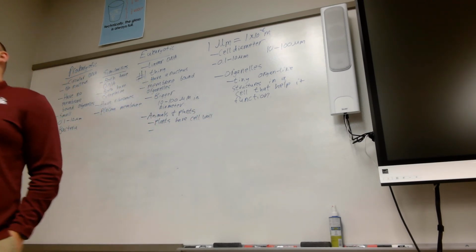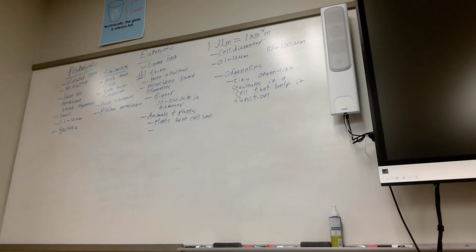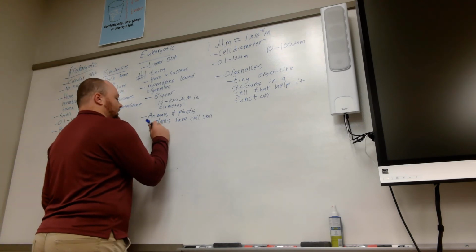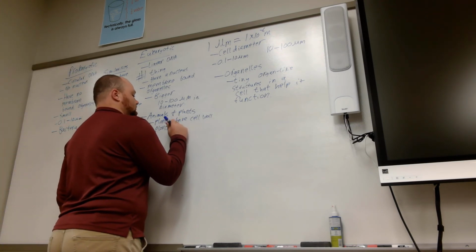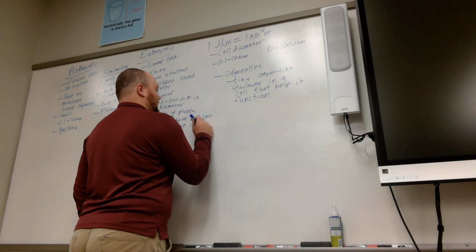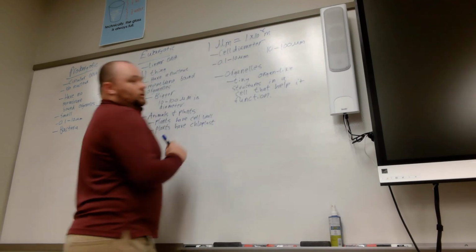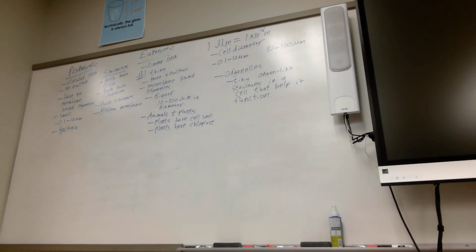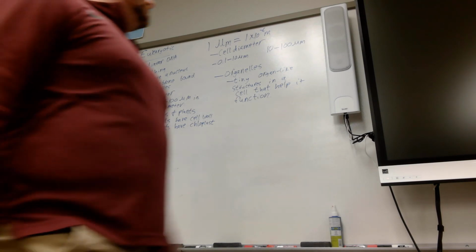And what else do plants have that we don't? It starts with a C. Chloroplast. Okay? Plants have chloroplasts. What happens in chloroplasts? What's that, Ryan? Correct. Okay?